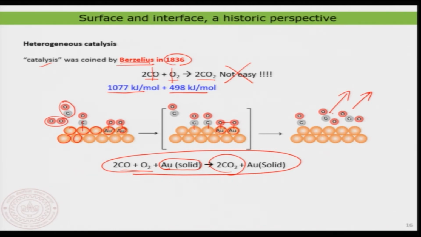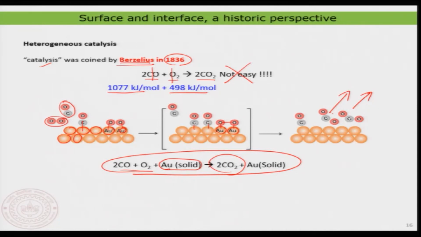So, now you see the catalyst has not been damaged at the end; the catalyst remains as it is. But the catalyst has actually templated the reaction, it has facilitated the reaction to a greater extent by reducing the energy cost, because the catalyst itself is splitting the oxygen molecule into two, which is then making the reactive atomic oxygen present on the surface.